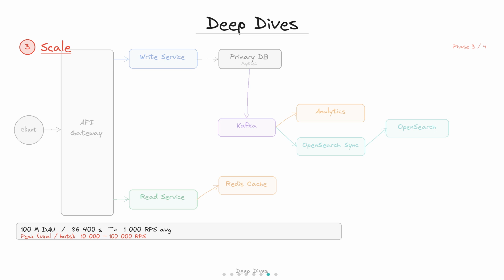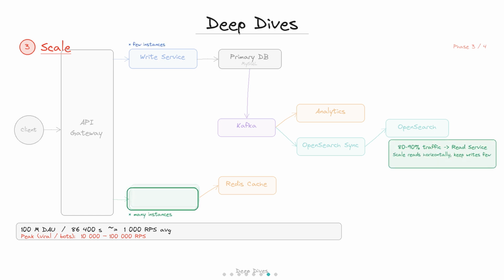We need horizontal scaling. Let's think about the traffic pattern. Redirects, the read path, account for the overwhelming majority of traffic. URL creation from the write path is much rarer. This asymmetry means we scale the read service and write service independently behind the API gateway. The read service runs many instances. The write service runs far fewer.